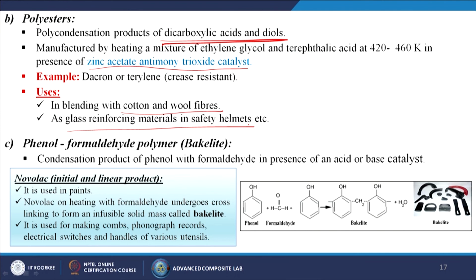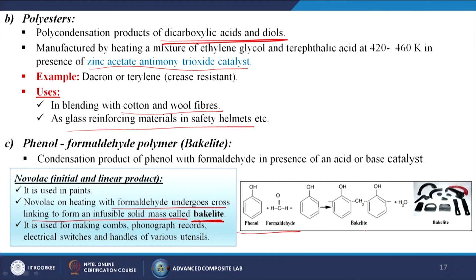Next, we give the example of phenol formaldehyde polymers, which is nothing but what is known as bakelite. It is a condensation product of phenol with formaldehyde in the presence of an acid or base catalyst. Novolac is the best example, which is the initial, linear product. Nowadays Novolac is used in paints. On heating with formaldehyde it undergoes cross linking to form an infusible solid mass called bakelite. It is used for making combs, phonograph records, electrical switches and handles of various utensils. It is very hard and also a temperature resistant material.